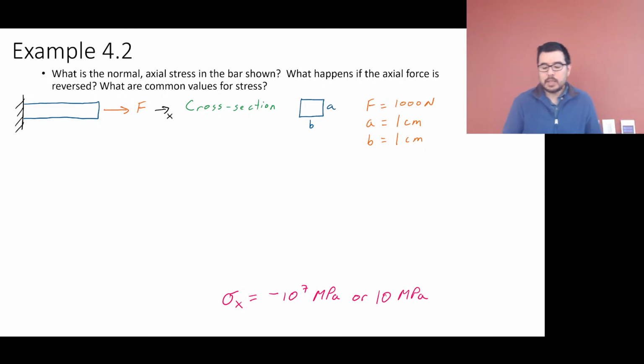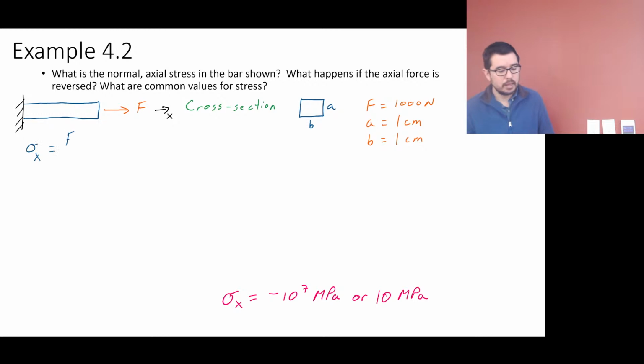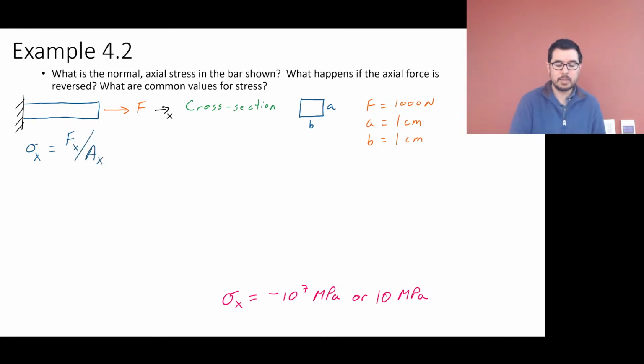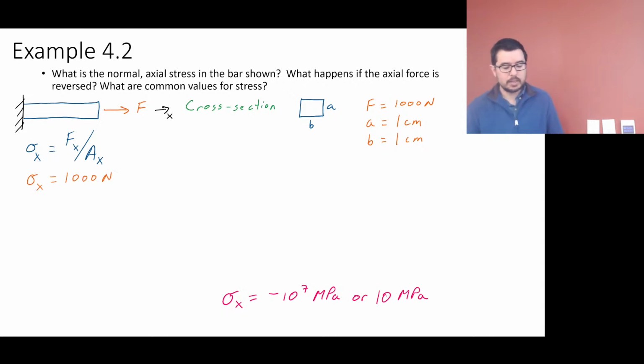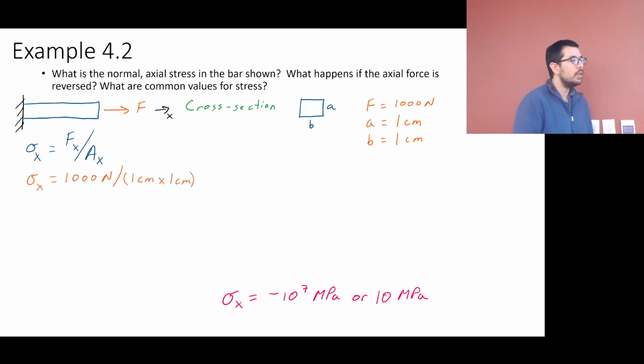So this one is just throw in some numbers, essentially. Here's the cross-section, AB. And here is sigma x. Again, same exact thing we just did. Sigma x now is 1,000 newtons. The cross-sectional area is 1 centimeter by 1 centimeter.